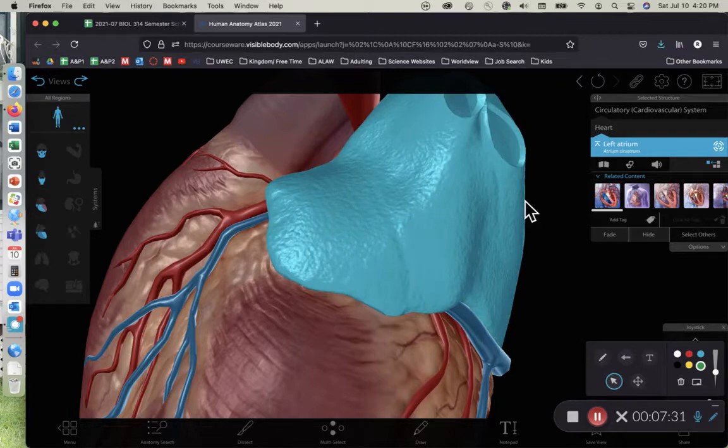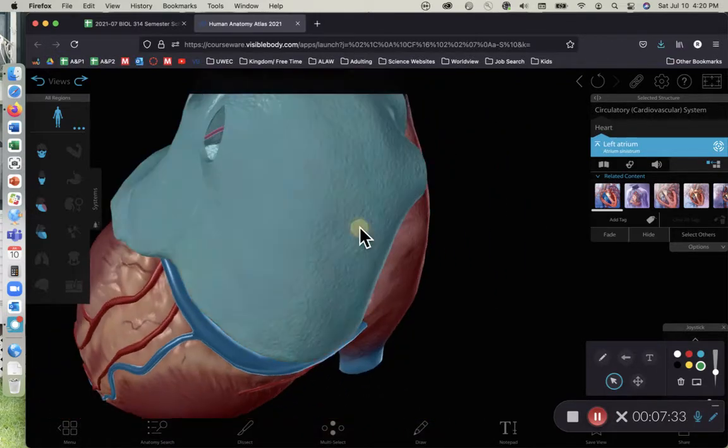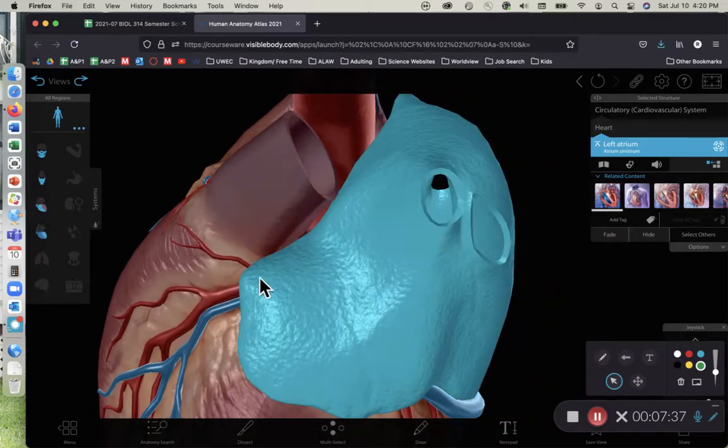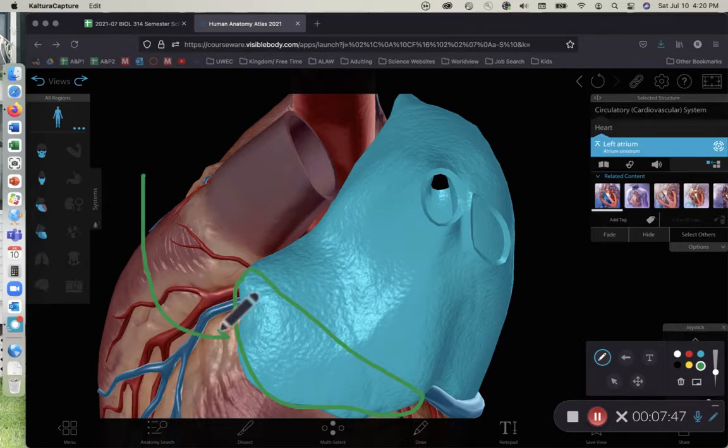And over here on this left side, we have the left atrium, and then this flap hanging right here is going to be the left auricle that I've just traced right there for you. Let's clear that drawing.